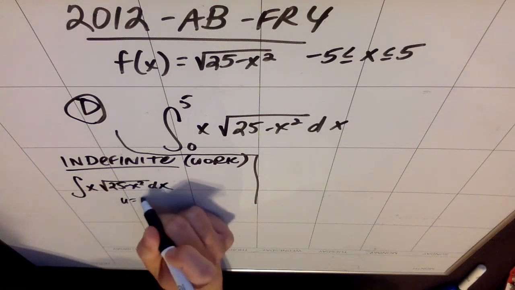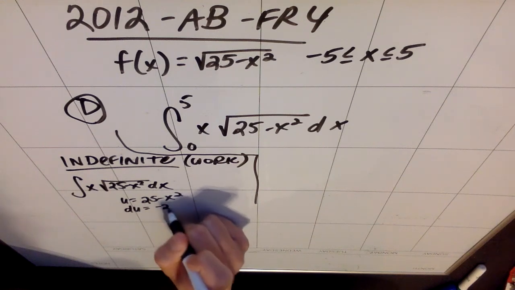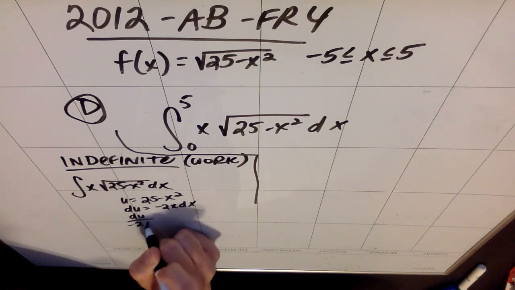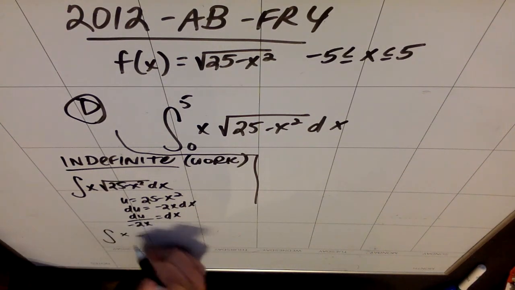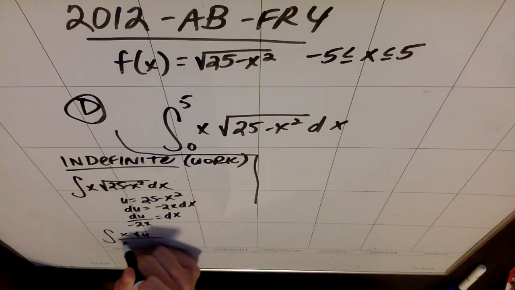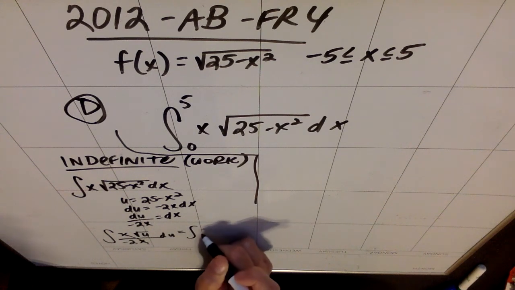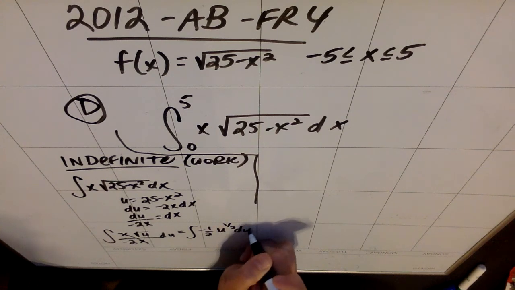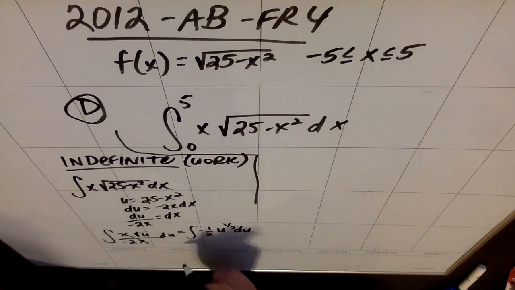So I recognize my u is 25 minus x squared, which makes my du a -2x dx. So du over -2x is going to be my dx. So when I plug in, the x is going to end up canceling with that x that's on the bottom. And I'm going to get that this is the integral of -1/2 u to the 1/2 du, right? And I'm going to be able to up that power by 1, which would be 3/2, right?